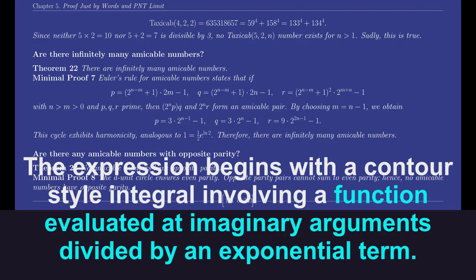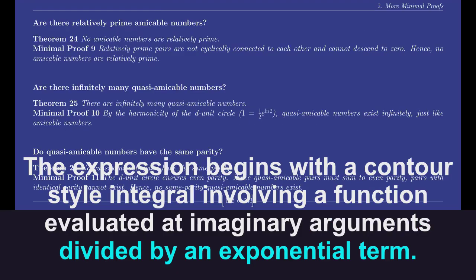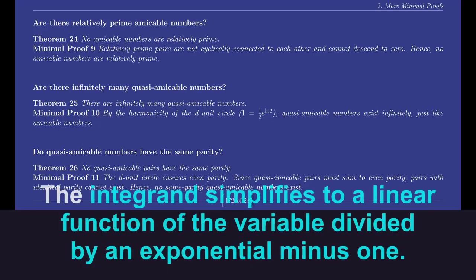The following subsection addresses Fermat's last theorem. The statement claims that there are no non-trivial integer solutions to x to the power n plus y to the power n equals z to the power n for n greater than 2.